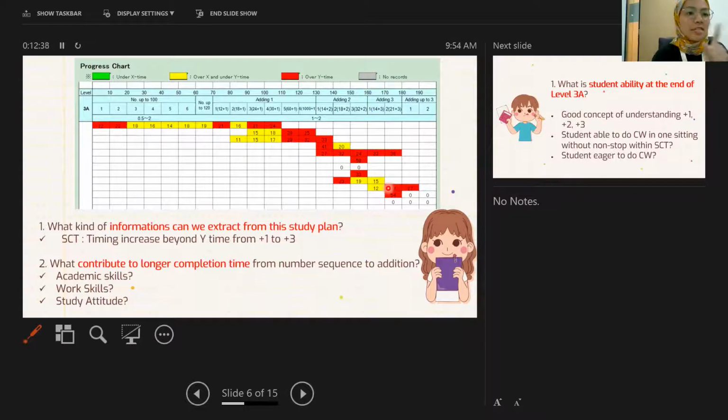Okay, that is a good observation that you mentioned towards the end, as the additions go from +1, +2, +3, the time increases. But in the beginning, it's still okay. So maybe from this picture of the study plan itself, we can see the first one, as you mentioned, the timing is beyond Y time. Second, we can see the inconsistency of the timing, right?